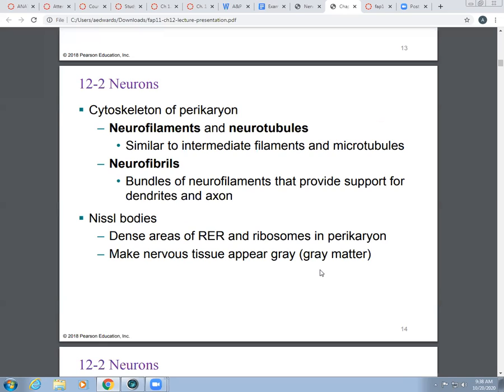You also have Nissl bodies. These are areas where you'll see rough ER and ribosomes in the cytoplasm. It's very dense, it's a highly packed area of ribosomes and rough ER. And that's what makes your nervous tissue look gray. When we talk about the gray matter, we're talking about the Nissl bodies.